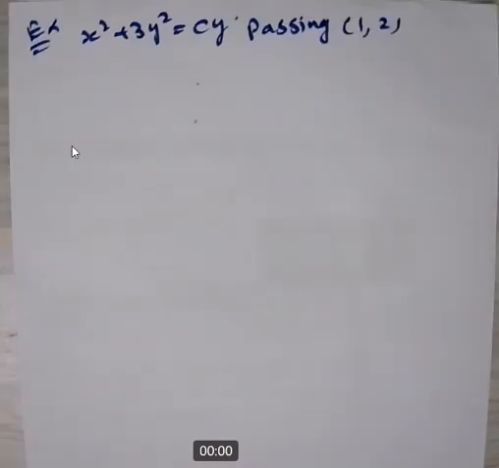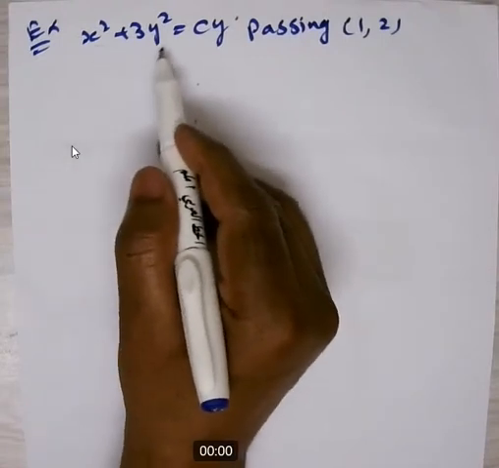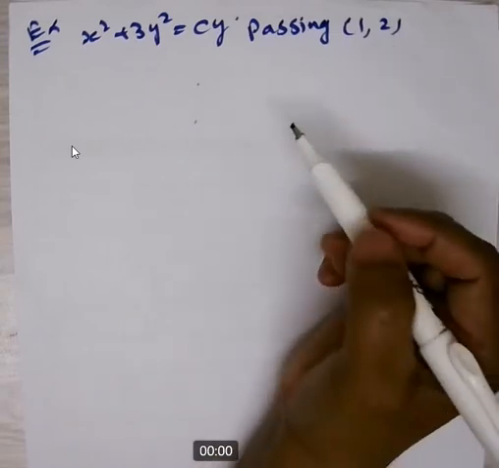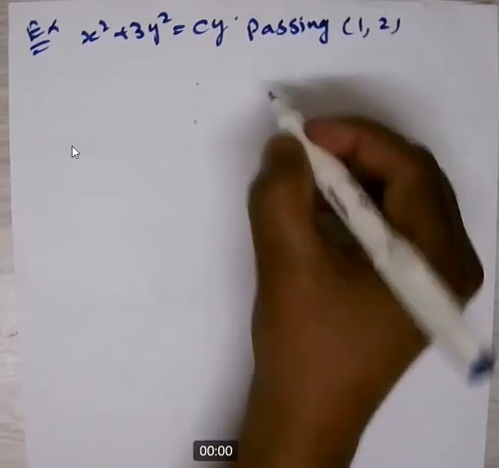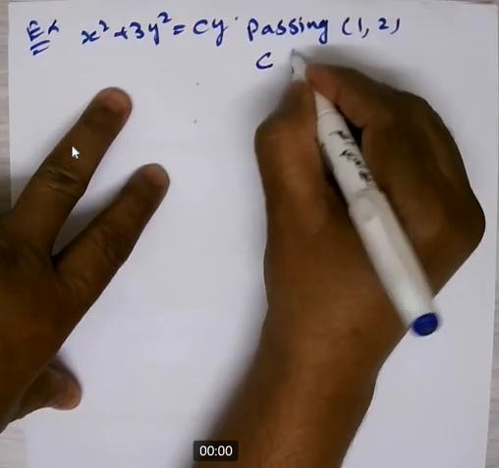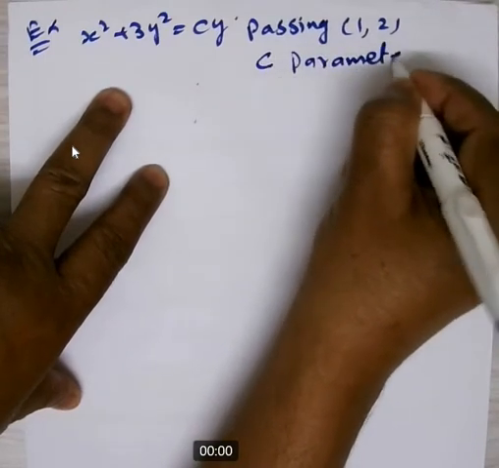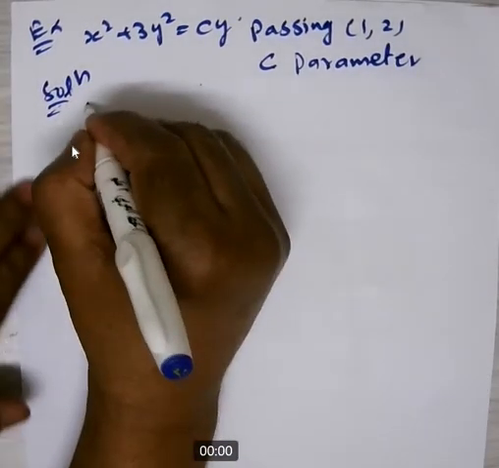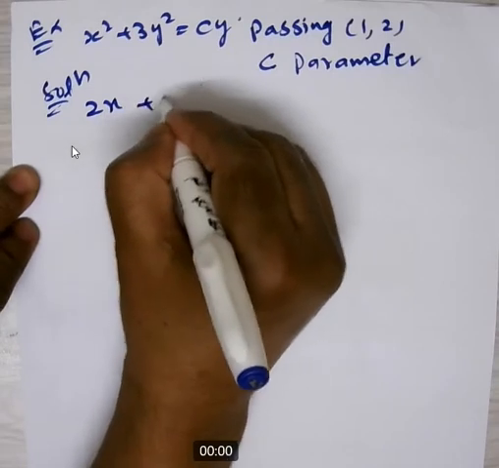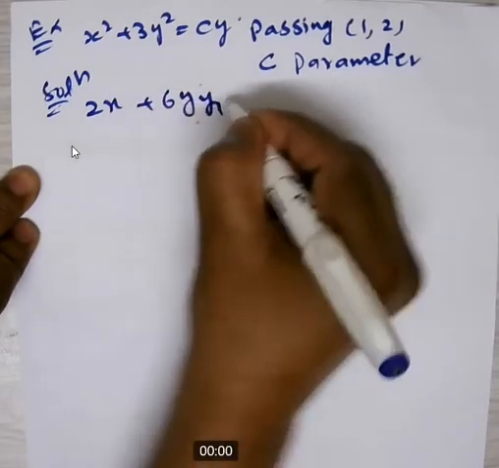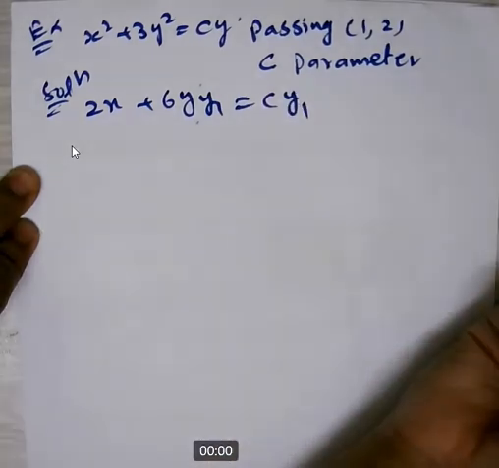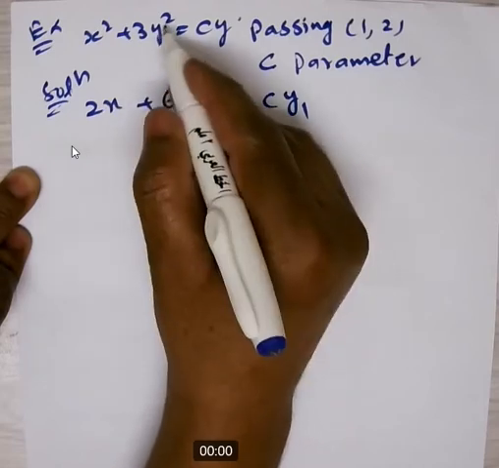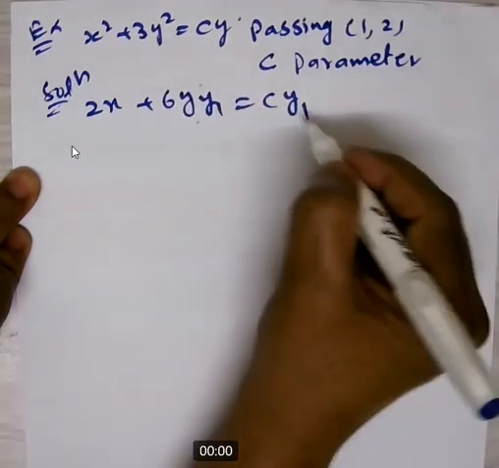Now a question of this type: find the orthogonal trajectory of x square plus 3y square equal to cy, which is passing through (1, 2). Here c is the parameter, so you need to differentiate it one time. So differentiate: 2x plus 6y y1 equal to c y1. The derivative of 3y square is 3 multiplied by 2, 6y y1, equal to c y1.